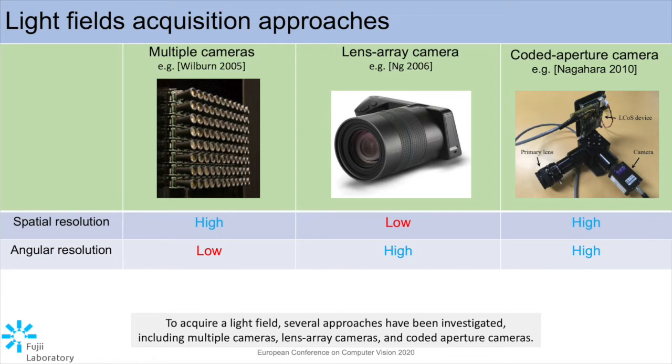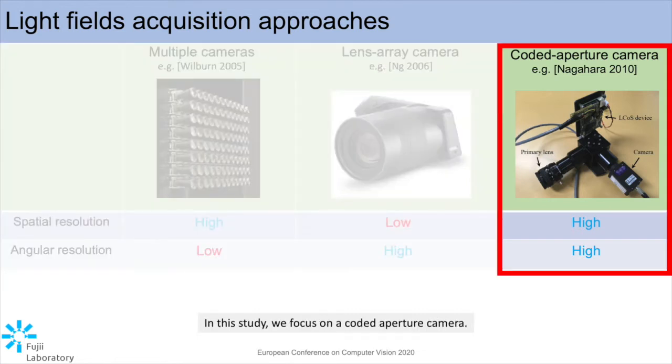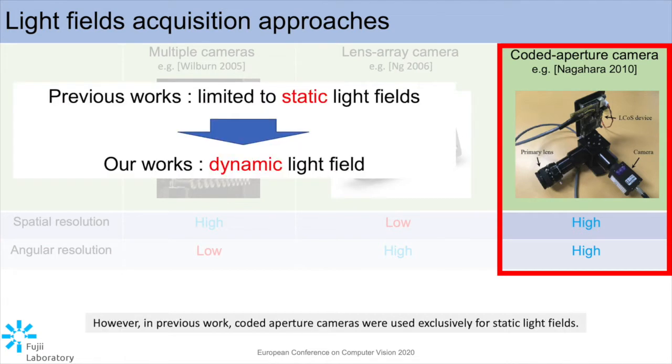To acquire a light field, several approaches have been investigated, including multiple cameras, lens array cameras, and coded aperture cameras. In this study, we focus on a coded aperture camera. This camera can acquire a light field with high spatial and angular resolutions. However, in previous works, coded aperture cameras were used exclusively for static light fields. We aim to extend the previous works to dynamic light fields.